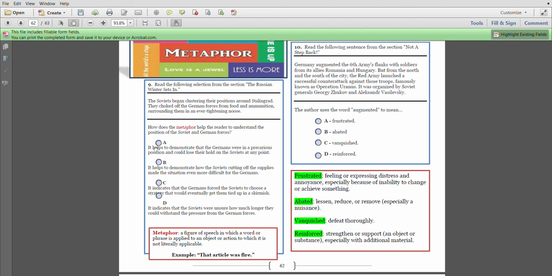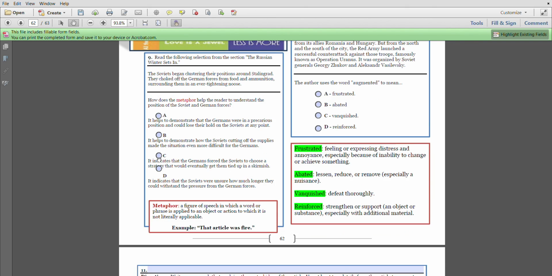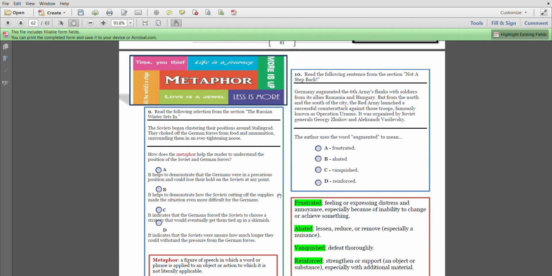A. It helps to demonstrate that the Germans were in a precarious position and could lose their hold on the Soviets at any point. B. It helps to demonstrate how the Soviets cutting off the supplies made the situation even more difficult for the Germans. C. It indicates that the Germans forced the Soviets to choose a strategy that would eventually get them tied up in a skirmish. D. It indicates that the Soviets were unsure how much longer they could withstand the pressure from the German forces.